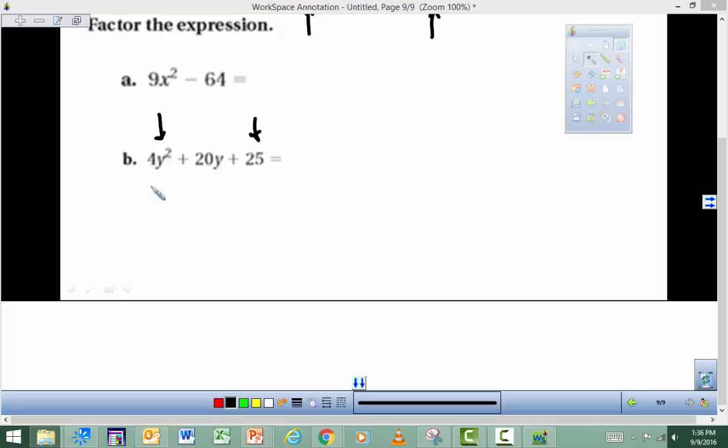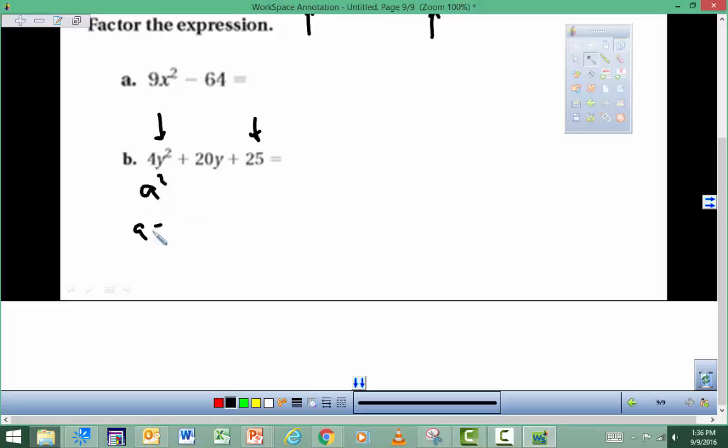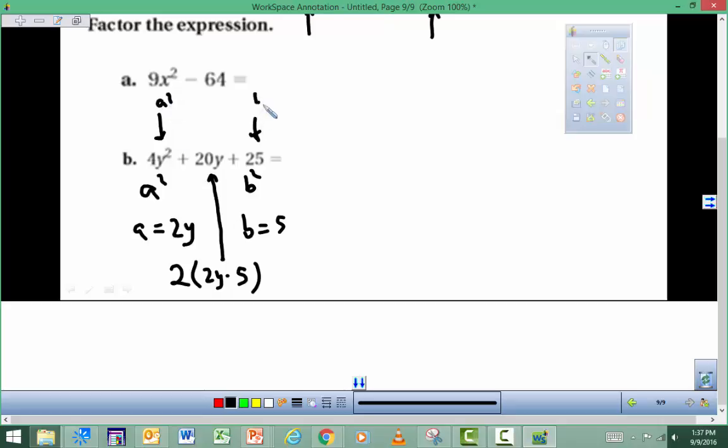Let's check the pattern. If this is a squared, then you say a is equal to 2y. And if this is b squared, then you say b is equal to 5. Then you need to do 2 times, you've got to multiply these two together. And this is 2y times 5, right? You're going to double the middle term. So what's 2 times 5? That's 10, right? You multiply it by 2, you get 20. So this is your a squared, this is your b squared, and this is 2ab. So it fits the pattern.